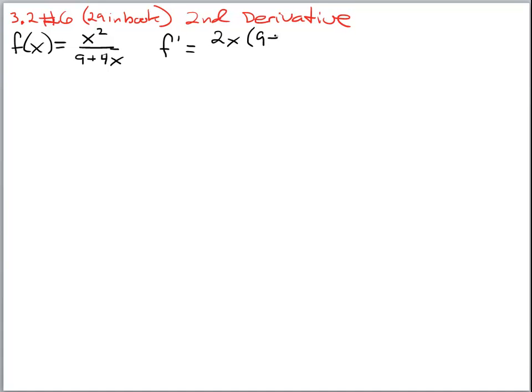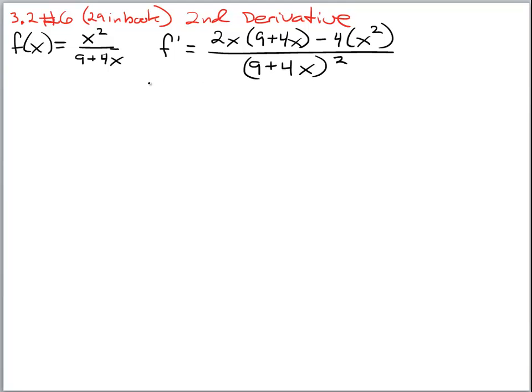times the bottom minus derivative of the bottom times the top all over the bottom squared. Now, since we know we're going to have to take the derivative of this thing again, we're going to have to use the quotient rule again.